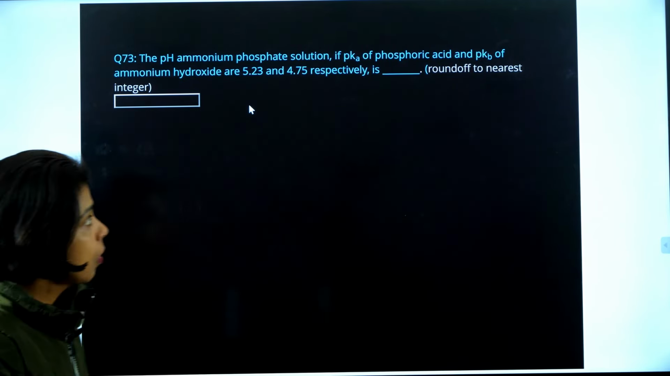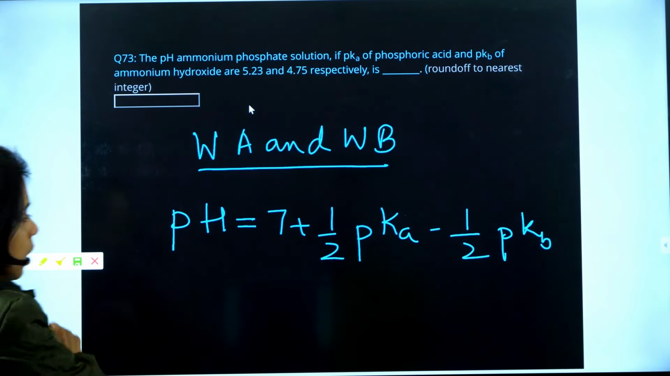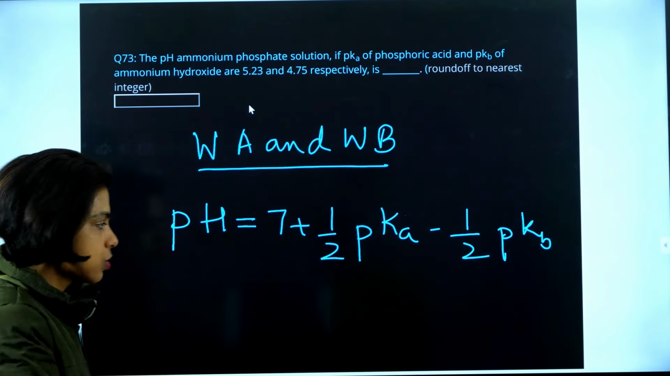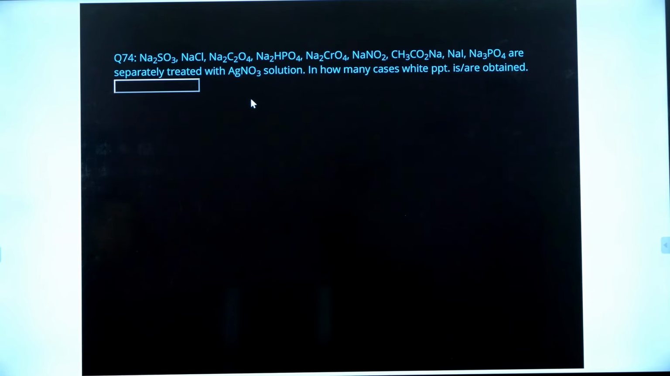So it is a salt of a weak acid and a weak base, right? Both are weak. You know pKa, you know pKb, put the values. They have given you pKa and pKb. Nothing else you are supposed to do. Just remember this hydrolysis equation. Put the values and the answer will be right there. So you get your answer as 7. Not much calculation, very easy. You are supposed to round it off to the nearest integer. Next question.